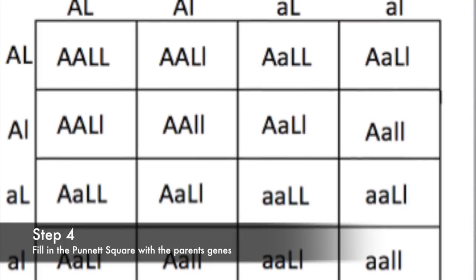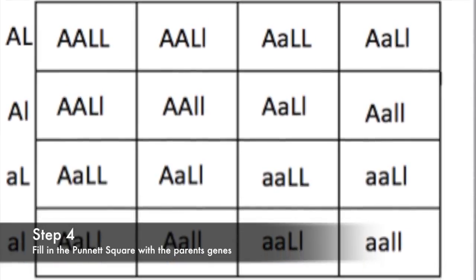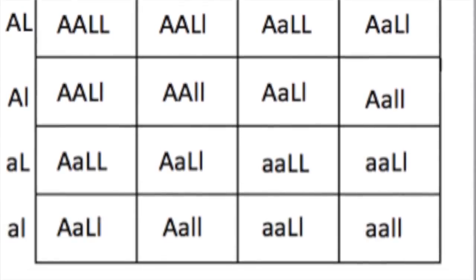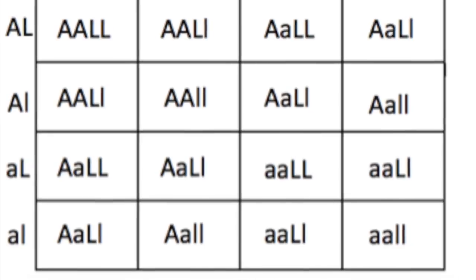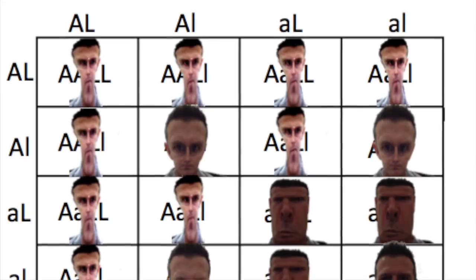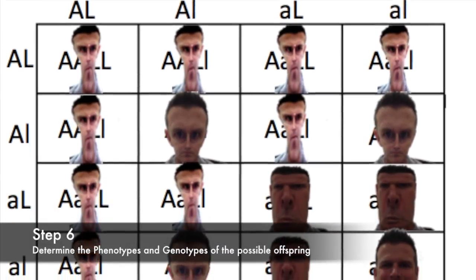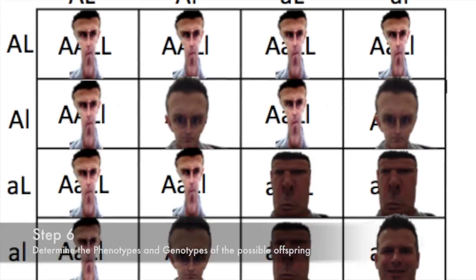In step 4, we place those combinations on the Punnett square on the tops and the sides. Step 5, you completed the Punnett square. Step 6, we completed the genotypes and phenotypes of the possible offspring inside the Punnett square.